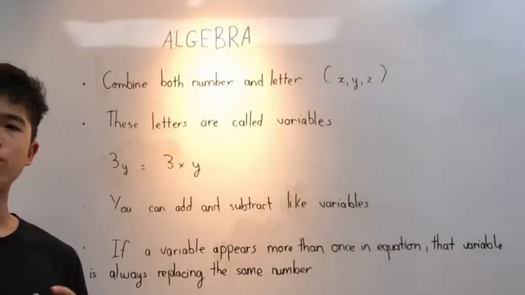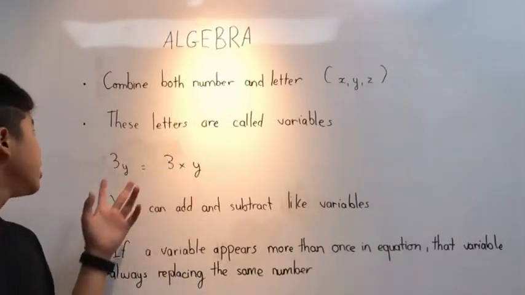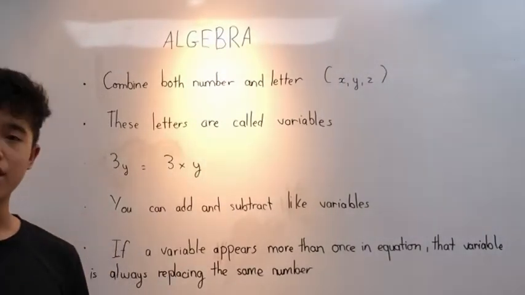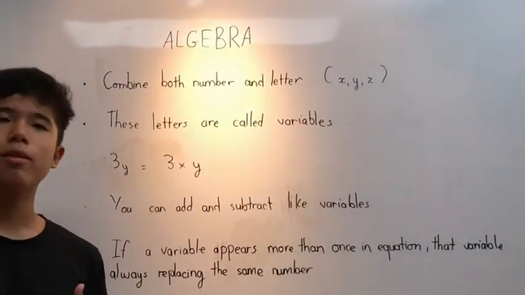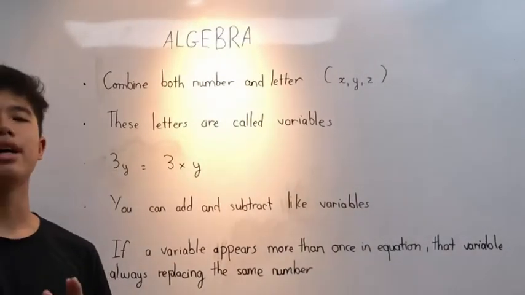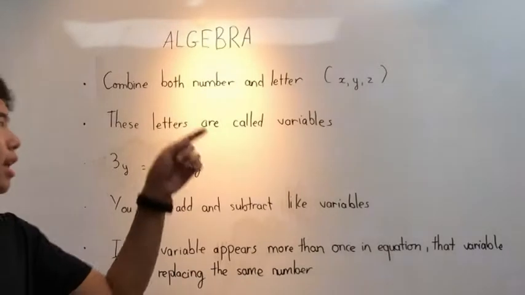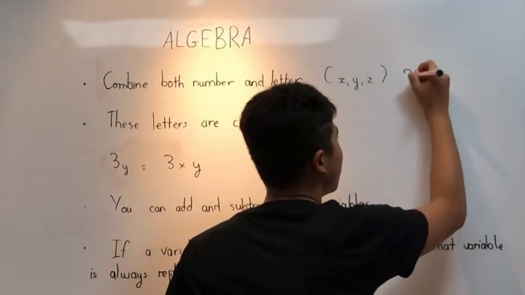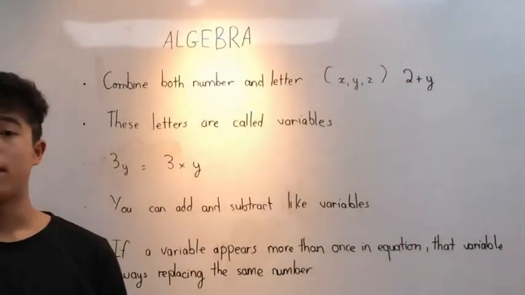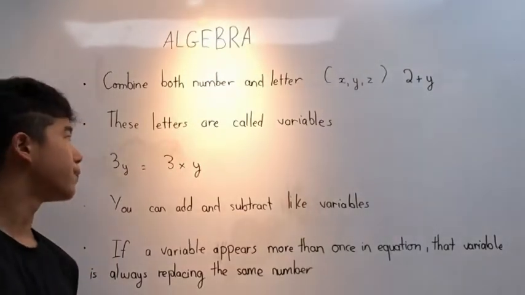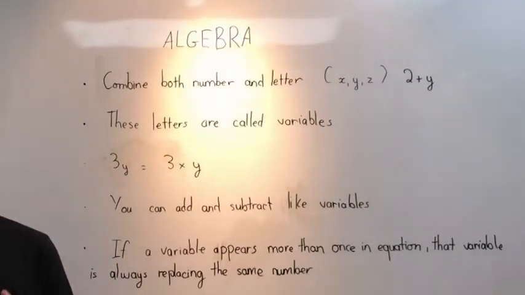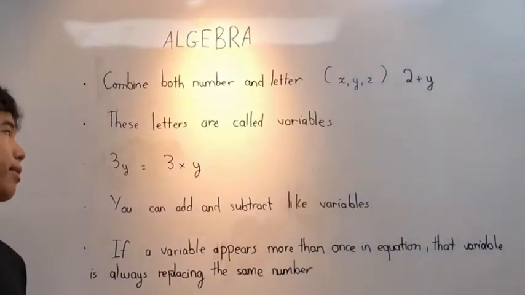If you want to learn about algebra, you must remember these rules. First one, algebra is the combination of numbers and letters. Numbers and letters stand with each other inside an equation. That is algebra. For example, the letters x, y, z. For example, 2 plus y. This is an algebra equation. The number part is called a number, and the letter part must have a name. That name is variables.